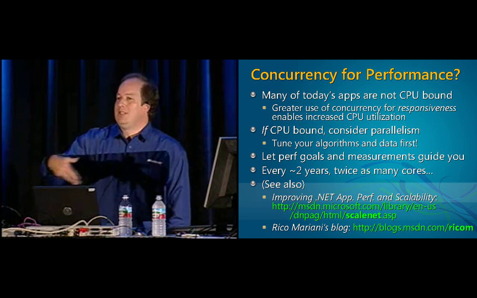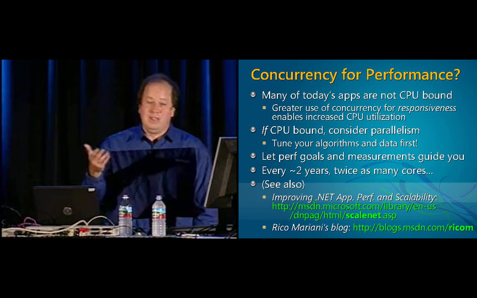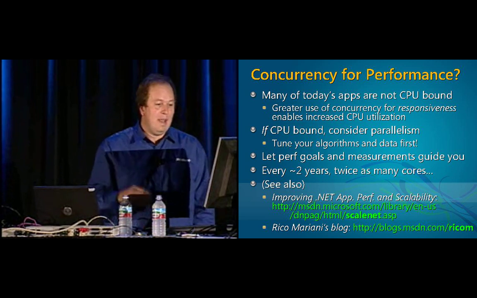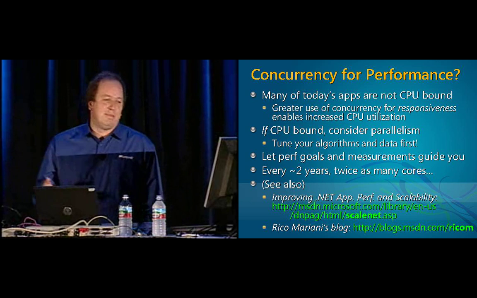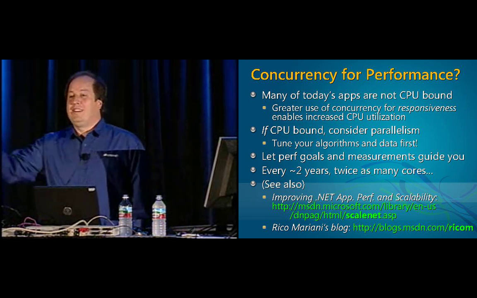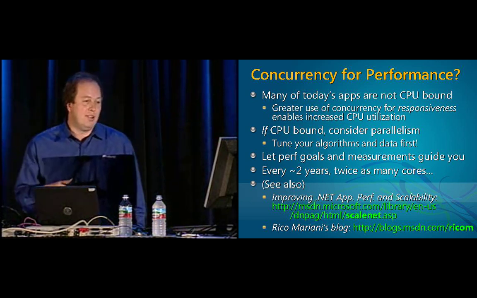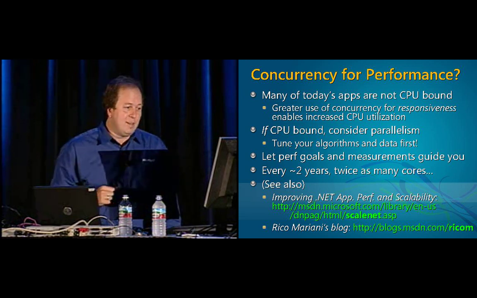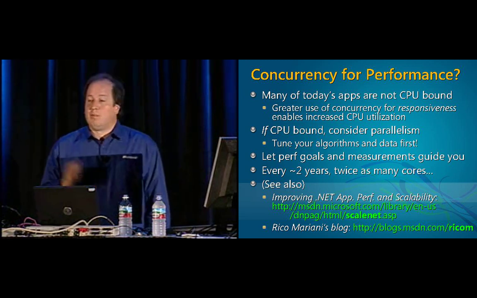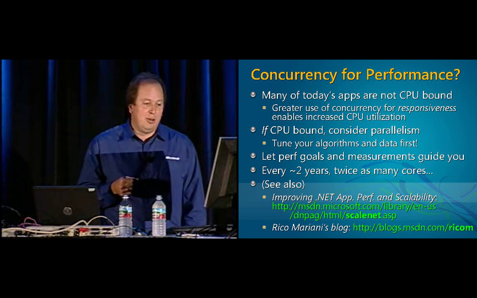Take the data measurements and then see where the hotspots are in your code and optimize them until they're good enough. However, there's no denying that every 2 or 2.5 years or so, you're going to get twice as many cores, and so are your competitors in the software business. So you want to figure out how you can take advantage of that over time. And I've got a couple of references here with some really good information for speeding up managed code apps.